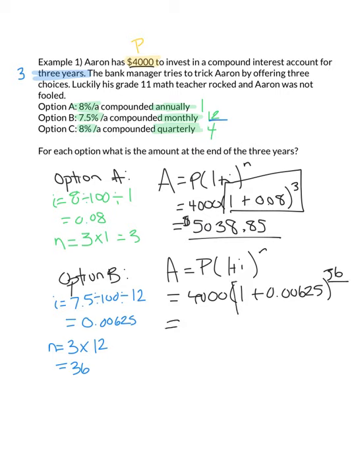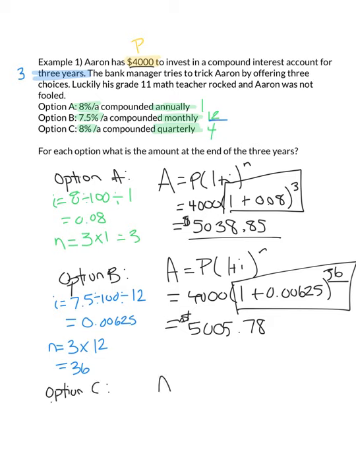So again, I'm going to do this part first, multiply by that 4,000, and I'm going to get $5,005.78. Now for option C, I'm just going to quickly do this. Same idea, 1 plus i to the power of n. My i is going to be the 8 divided by 100 divided by my magic number, which we said was 4 because it says quarterly.